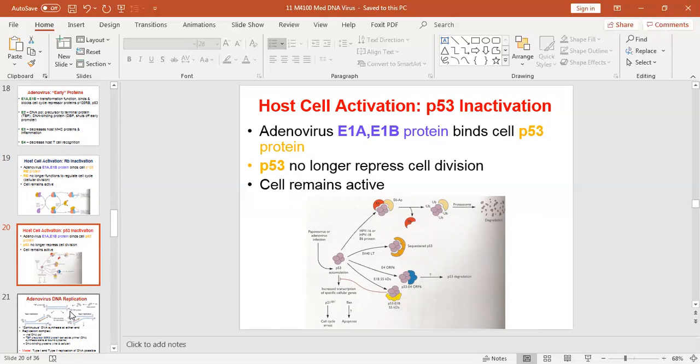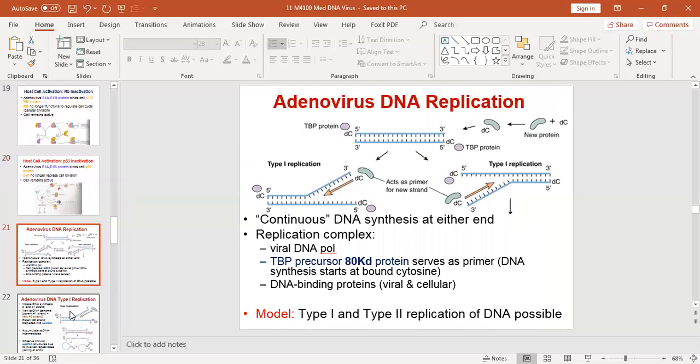Moving to slide number 20. Another mechanism by which E1A, E1B adenoviral protein inactivates the host cell is by binding to and inactivating P53. Therefore, P53 can no longer suppress cellular division. Cells remain in an active state whereby there is no regulation of cell cycle, and the cell cycle keeps going on. The cells undergo unchecked proliferation. Moving to slide number 21, adenovirus DNA replication.